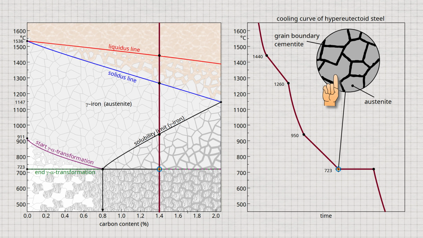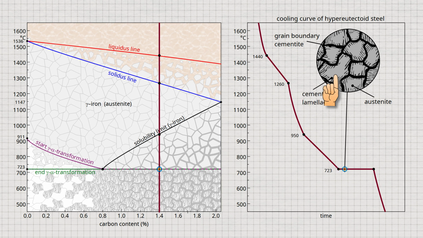In the process, the carbon is precipitated from the lattice in the form of cementite lamellae, as is usual during gamma-alpha transformation. Hypereutectoid steels therefore have a pearlitic microstructure at room temperature, which means ferrite grains with embedded cementite lamellae and additional precipitated cementite at the grain boundaries.